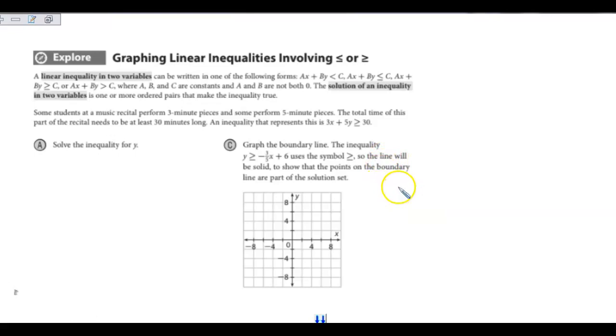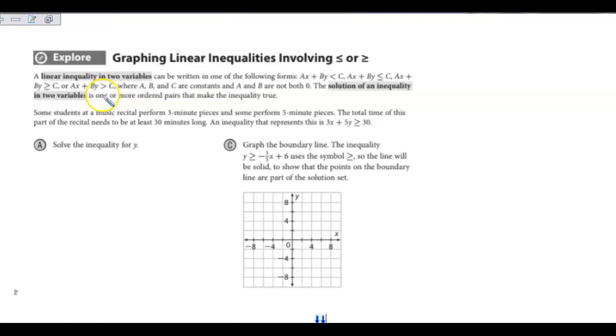So we're going to graph linear inequalities using less than or equal to or greater than or equal to. A linear inequality in two variables can be written in one of the following forms, and you'll notice it looks a lot like standard form. We've got ax plus by is less than c, ax plus by is less than or equal to c, ax plus by is greater than or equal to c, or ax plus by is greater than c. In this case, a, b, and c are all constants, and a and b cannot both be 0.